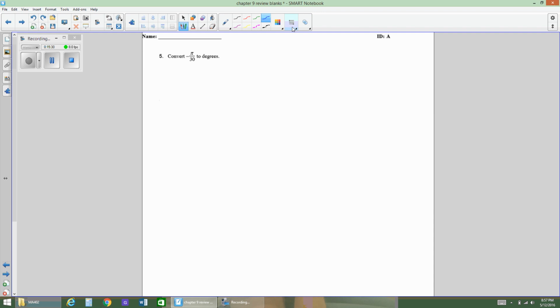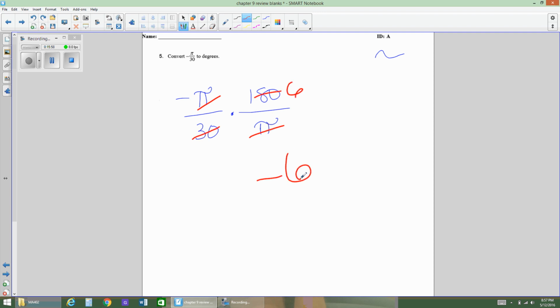All right, it says convert from radians to degrees here. So I have negative pi over 30. And in order to convert that, I have to multiply it by 180 over pi. The pi's cancel. And 180 divided by 30 is 6. So the answer is negative 6.